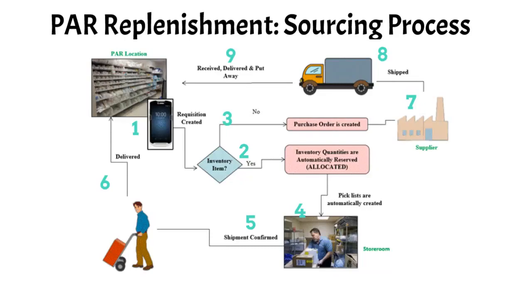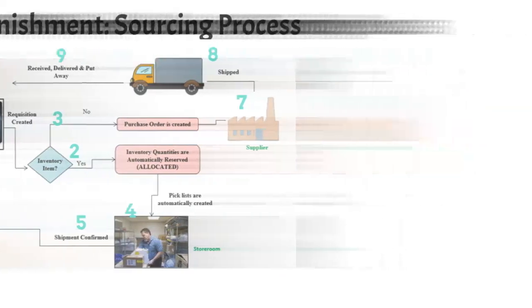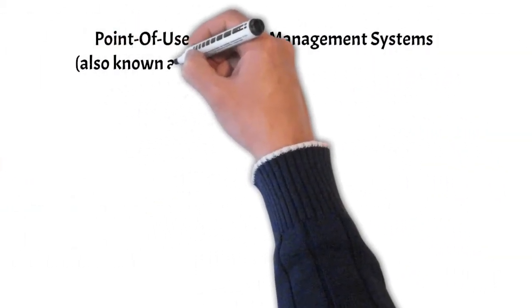From there, the issues from pick list process will be used to pick the storeroom items. See numbers 4, 5, and 6 on the slide. And the PO to receipt processes will be used to replenish the supplier sourced items. See numbers 7, 8, and 9 on this slide.